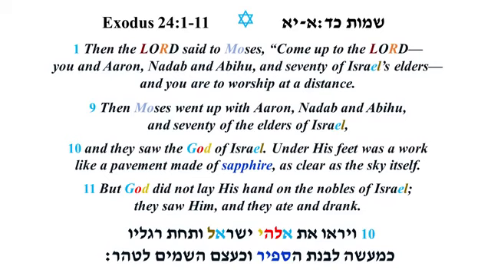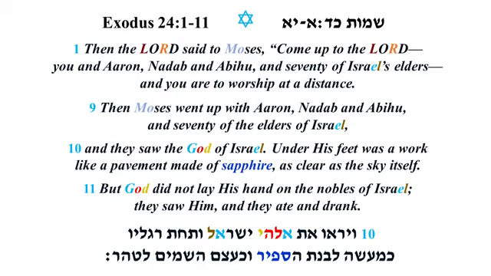"Then Moshe went up with Aaron, Nadab, and Abihu, and 70 elders of Israel. And they saw the God of Israel. Under his feet was a work like a pavement made of sapphire, a pavement made of sapphire, as clear as the sky itself."